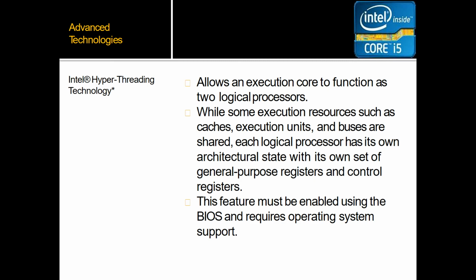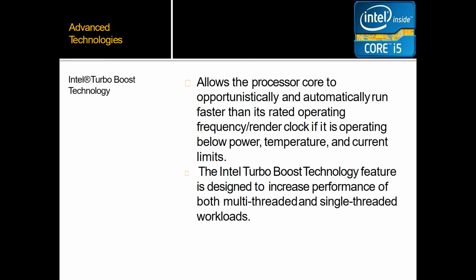The next technology is the Intel Turbo Boost Technology. This allows the processor core to opportunistically and automatically run faster than its rated operating frequency, the rated clock, if it's operating below power, temperature, and current limits. The Intel Turbo Boost Technology feature is designed to increase performance of both multi-threaded and single-threaded workloads.